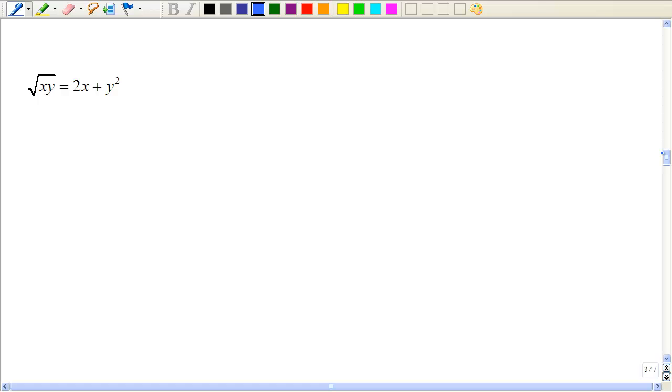Right, so now I've got a square root. Remember, a square root is a half power.